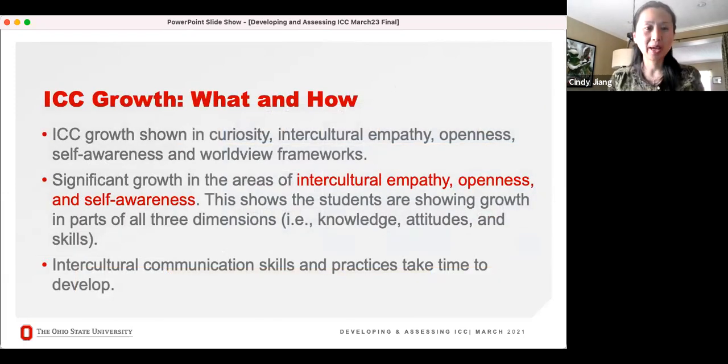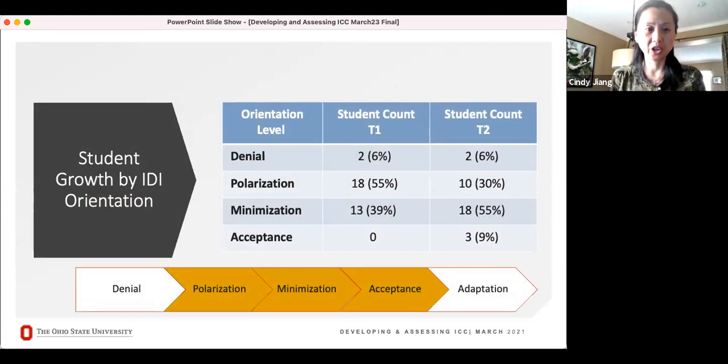So I just want to go back to the previous slide and mention where most of the learning occurred in terms of orientation. We are seeing significant growth in polarization and minimization, and a few students were able to move up to acceptance, as you can see. And we didn't have any students move up to adaptation orientation.